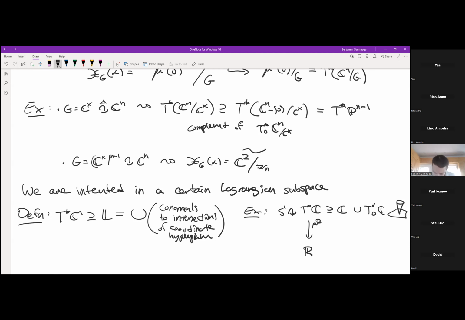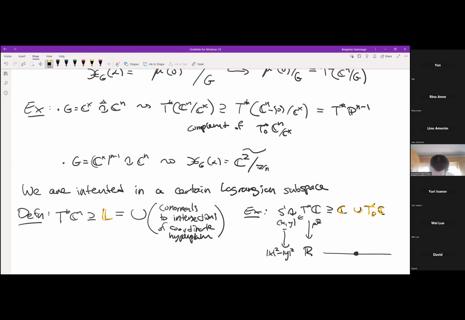And what is this moment map? This moment map takes x, y in T star C, and it maps it down to norm of x squared minus norm of y squared. Okay, and so if I think about where this Lagrangian goes, this Lagrangian is L here, so I'll try and draw this in colors. This thing is all yellow now. So if I think about where this yellow thing goes, inside of R, my copy of C is of course the copy where y is equal to zero, so that just goes to the positive real axis.